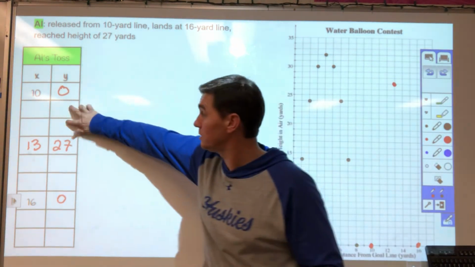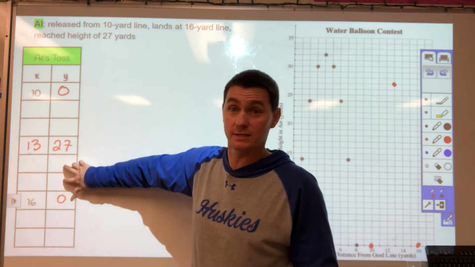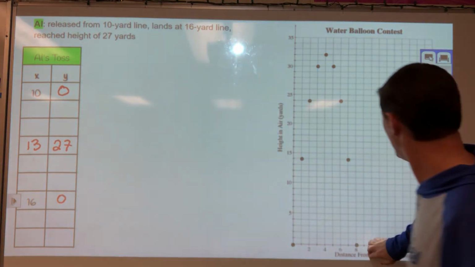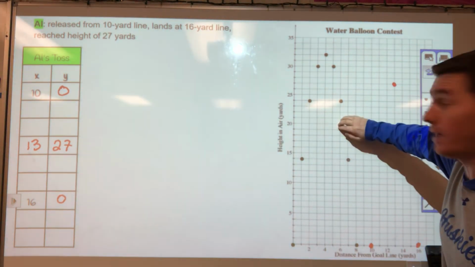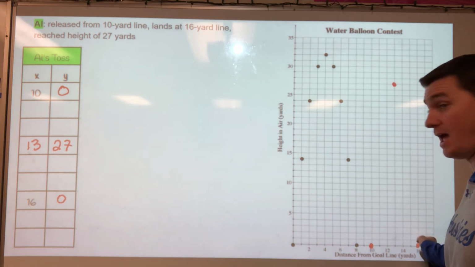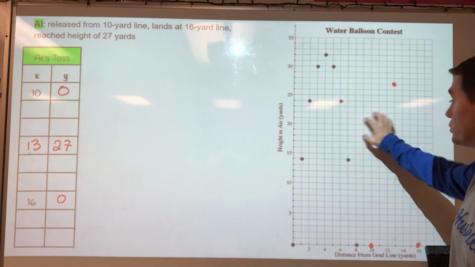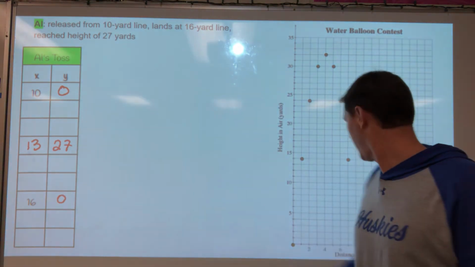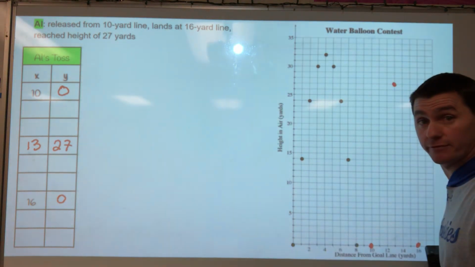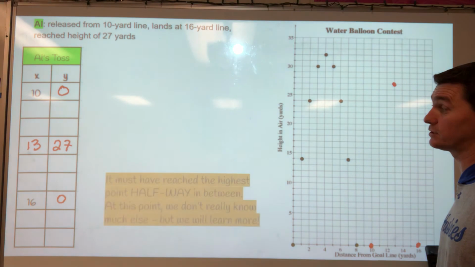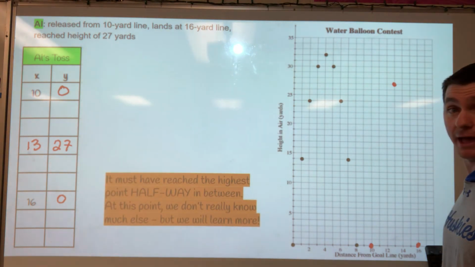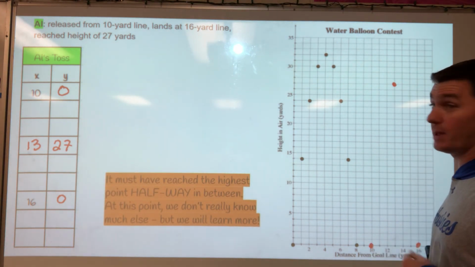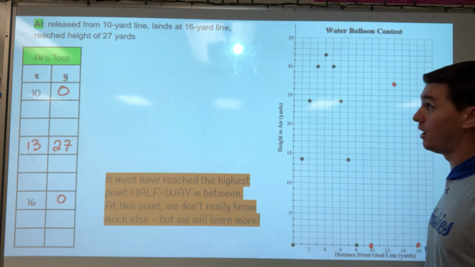All right, now we don't have any other information about Al. At this point, we can't figure out the rest of this table. We know the general shape of our graph is going to go up and come back down, but we're not sure about the other points. So we're going to leave this right there. And now we have all the information we need to finish our task. So make sure that you go back on the other side of the paper and let's finish answering our questions.